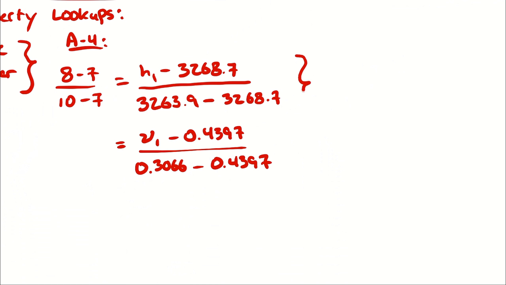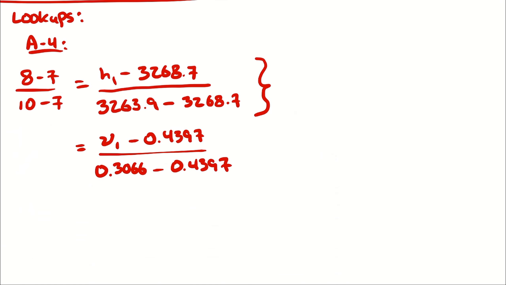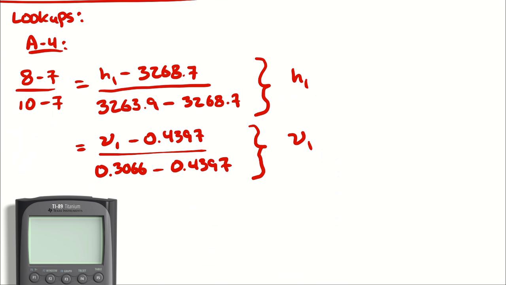So I'm going to use this one equation with one unknown to calculate h1. And I will use this other one equation with one unknown to calculate v1. So if I pull up my calculator here, I am going to cheat a little bit by, instead of doing the algebra, I will just type out the equation symbolically and let the calculator solve for it.